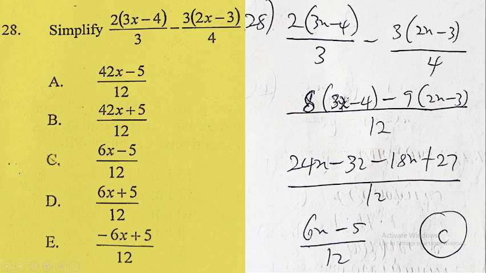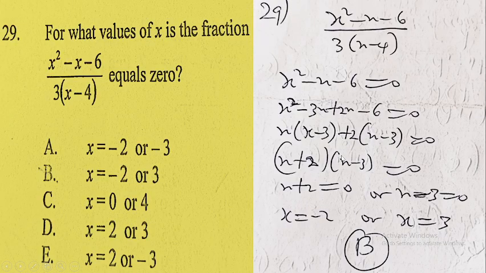Then we can now open a bracket. 8 times 3x will give us 24x. Then 8 times minus 4 will give us minus 32. Minus 9 times 2x will give us minus 18x. Then minus 9 times minus 3 will give us plus 27. Collect like terms. We have 24x minus 18x, and that will give us 6x. Minus 32 plus 27 will give us minus 5. So there's nothing we can do any longer as far as this algebraic expression is concerned. And the best option here is option C. Question number 29.